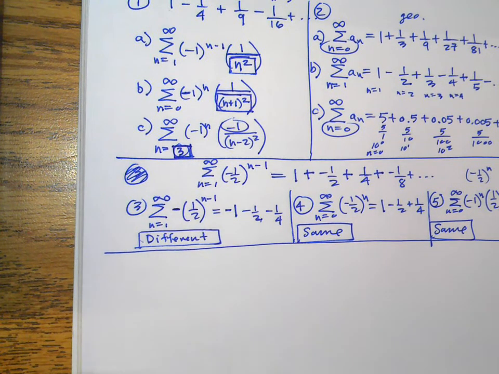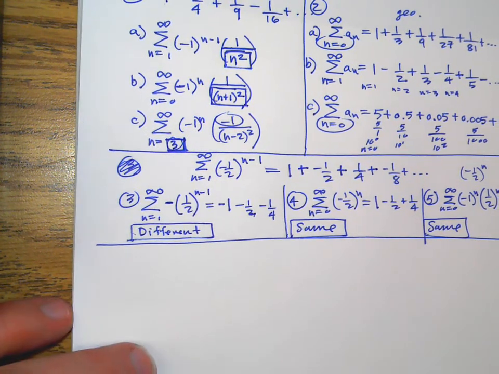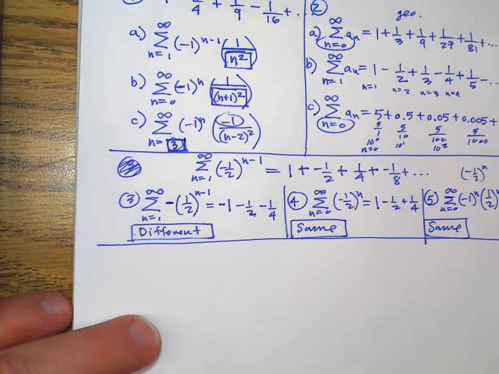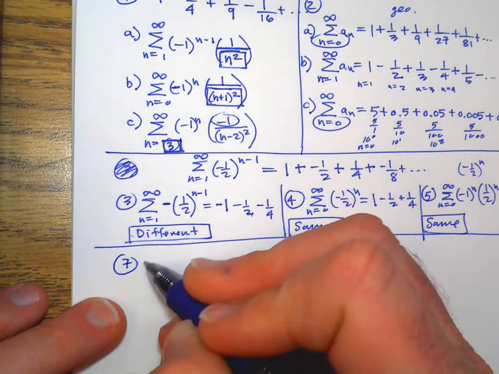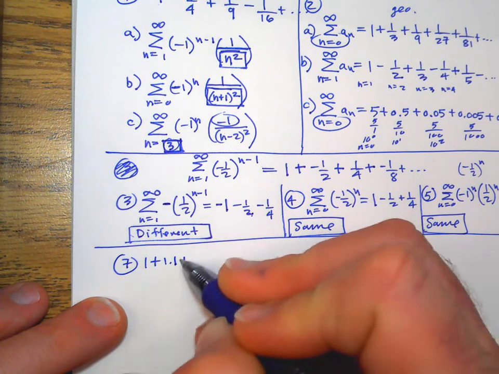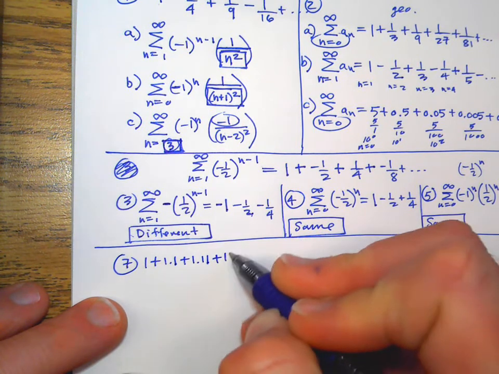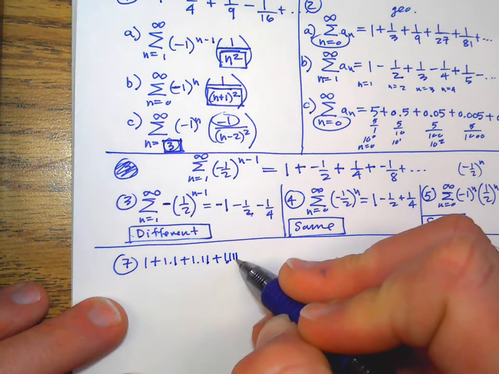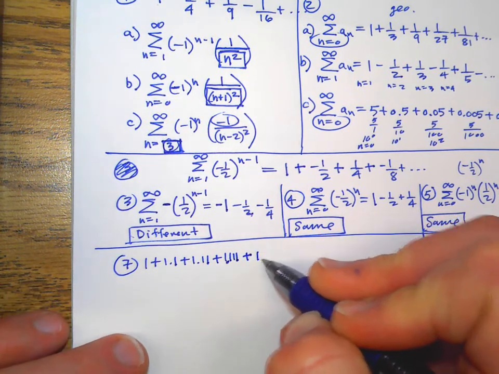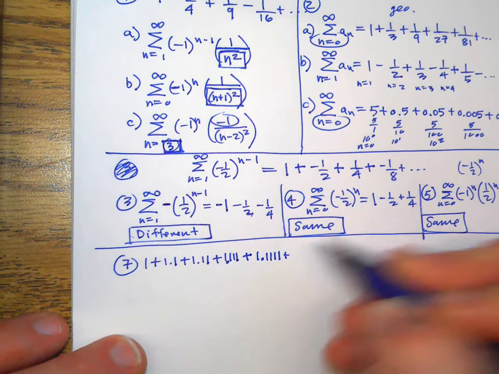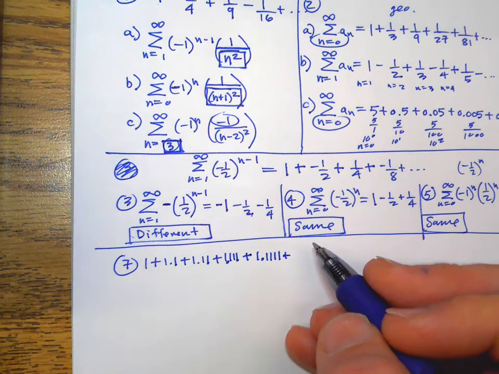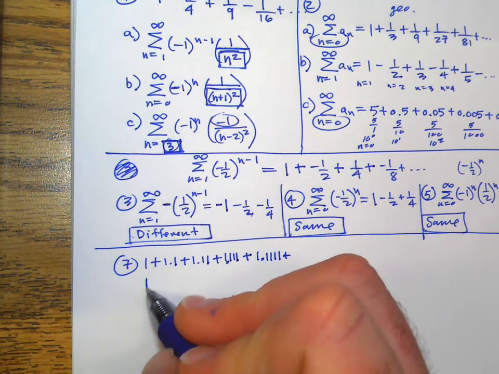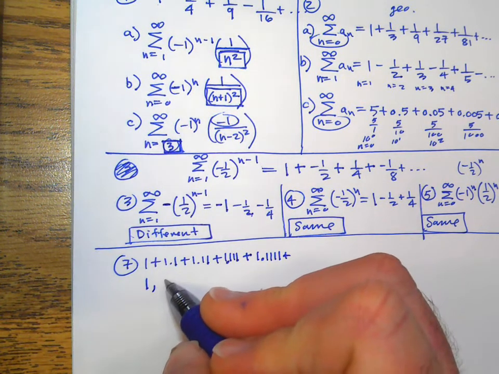Number 7 says, compute the limit of the partial sums to determine whether the series converges or diverges. So, whatever algebra technique you want to use, 1 plus 1.1. You want to do the partial sums. You're going to slowly add them up and see if you can distinguish if something's happening. So the first partial sum is 1. The next partial sum is 2.1.